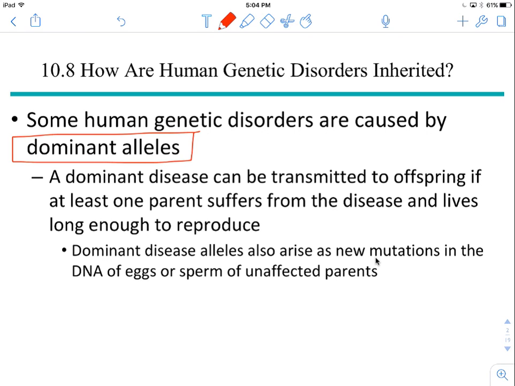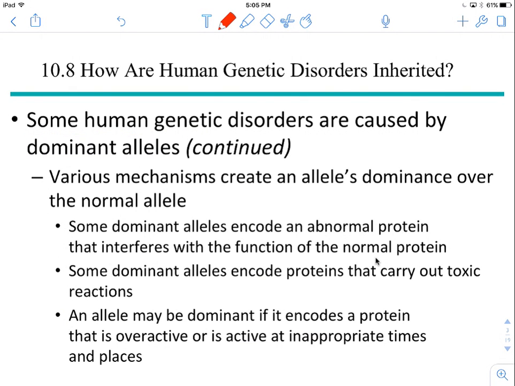Okay. So a dominant disease is transmitted to offspring if at least one parent suffers from the disease and lives long enough to reproduce. Dominant alleles also arise from new mutations in the DNA of sperm and egg of unaffected parents. And there are interesting mechanisms that can create a dominant allele. It seems like kind of an odd thing for a genetic disorder.